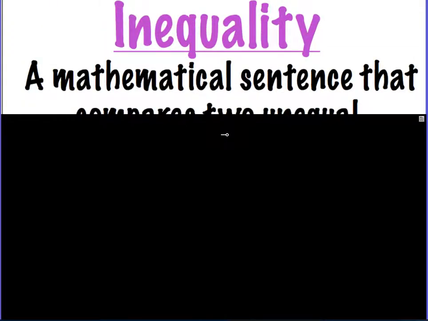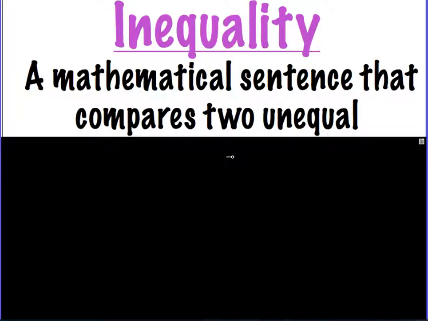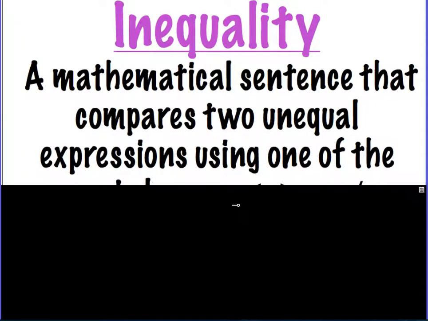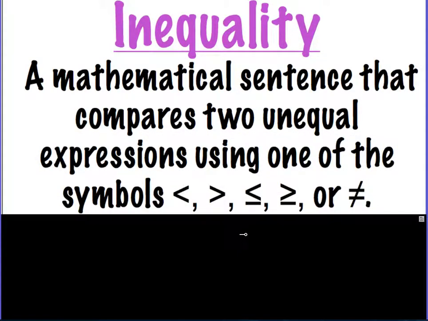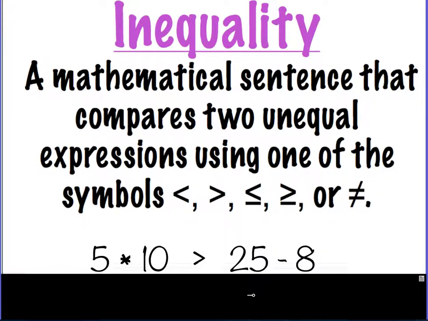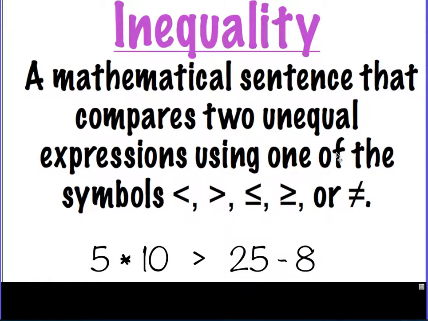Great, so here's our vocabulary for Module 1, Lesson 2. The first word we have is inequality. An inequality is a mathematical sentence that compares two unequal expressions using one of the symbols listed below. An inequality is going to compare two unequal expressions or quantities. For example, we have 5 times 10 is greater than 25 minus 8.